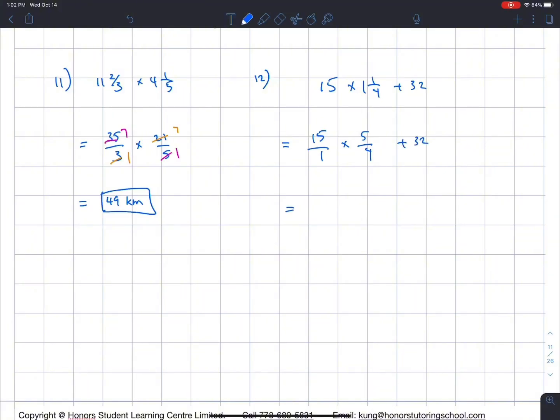15 times 5 is 75. So I have 75/4 plus 32. I can change 75/4 into a mixed fraction. 4 goes into 7 one time. 4 goes into 35 8 times. We get 18 and 3/4 plus 32. So we get 50 and 3/4 degrees Fahrenheit.